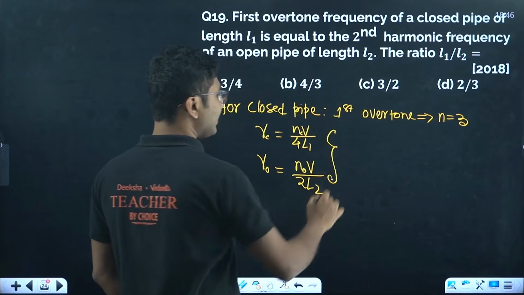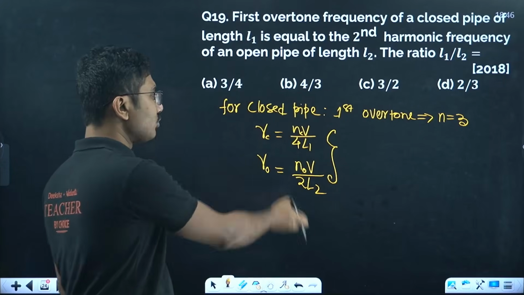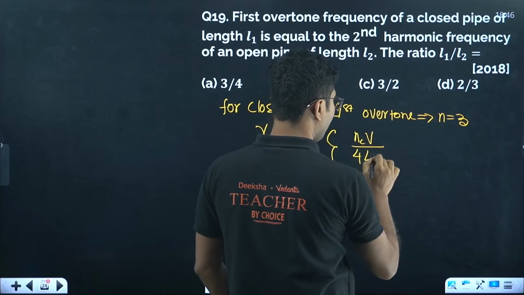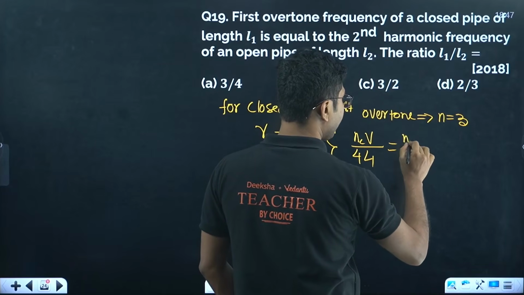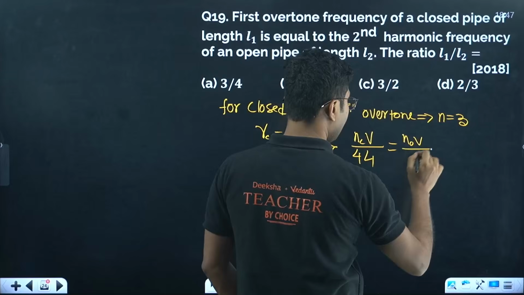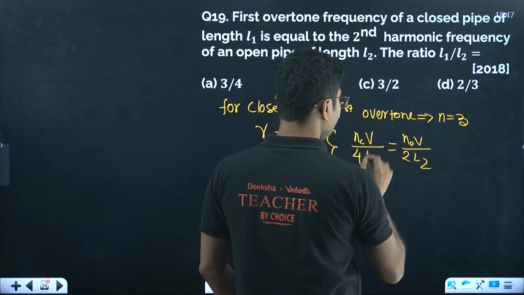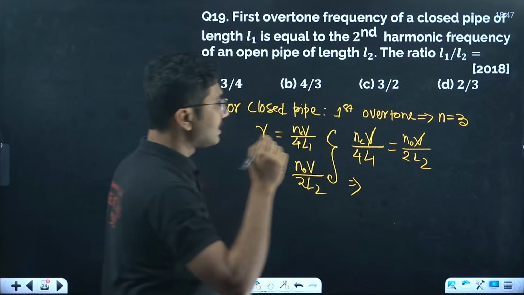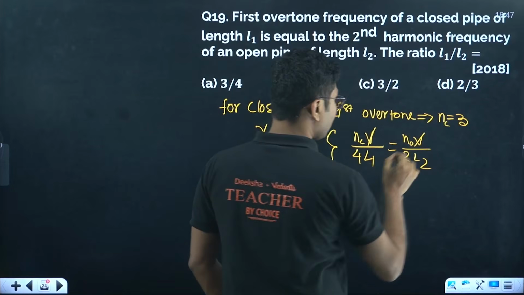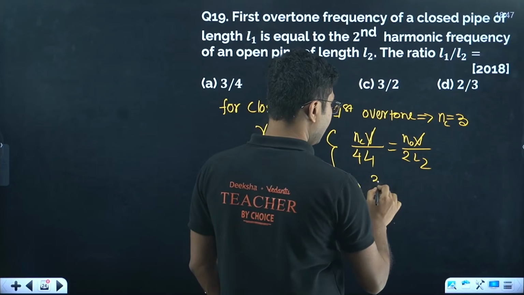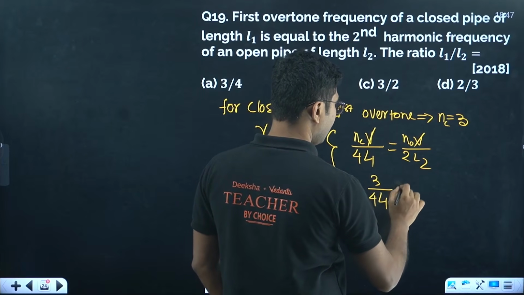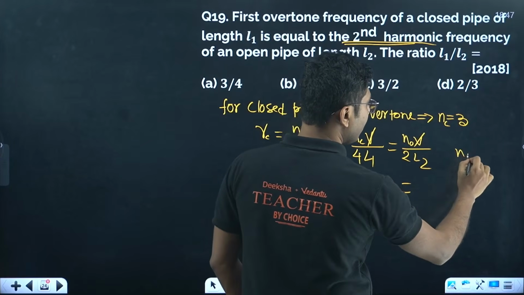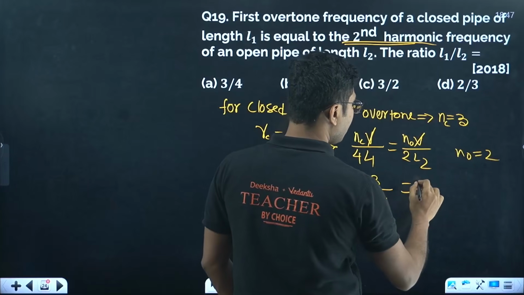So basically they are producing same frequencies, which means obviously they have to be equal. So n closed into V divided by 4L1 equals n open into V by 2L2. So V cancels. Now put the values. For closed pipe, as I mentioned, it is first overtone, so n equals to 3 divided by 4L1, and in the second case it is already mentioned second harmonic, so n open equals to 2, already mentioned in the question. So 2 by 2L2.